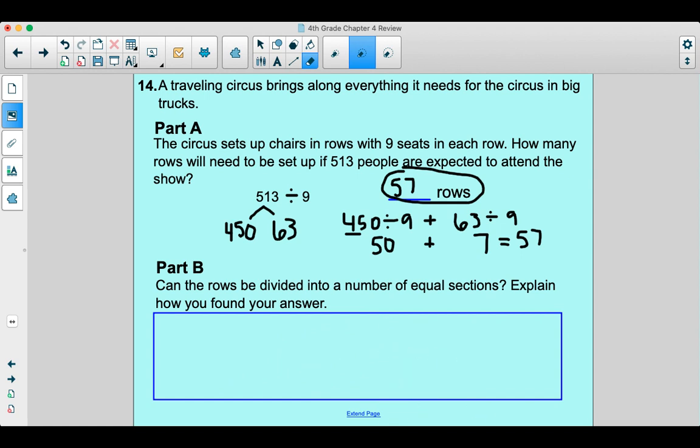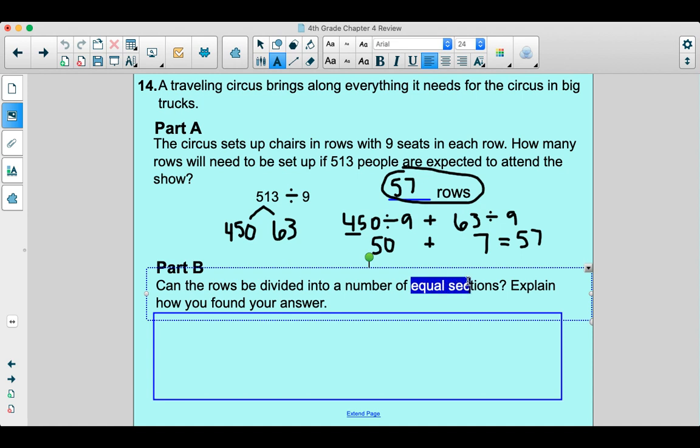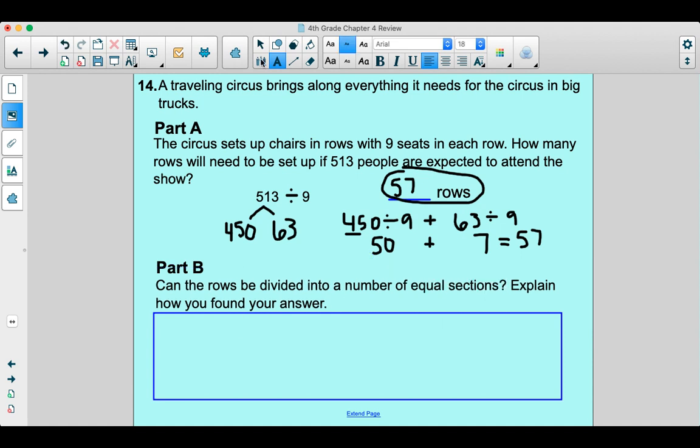So is 57 divisible by another number? Is it divisible by 2? No. How about by 3? Not sure yet. How about by 4? Not sure yet. 5? No way. 6? Nope. So I'm going to try out 3. That was the first one I didn't know. So is 57 divisible by 3? Can I break the 57 into 3 equal sections? I'm basically just playing with my numbers.